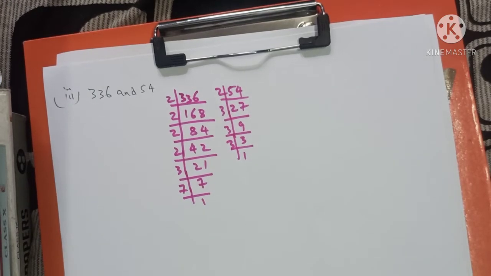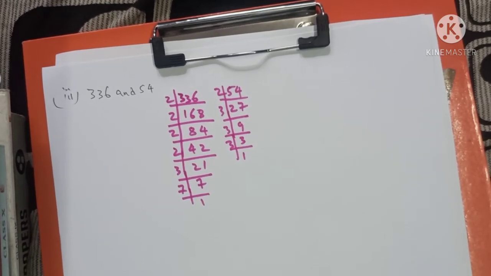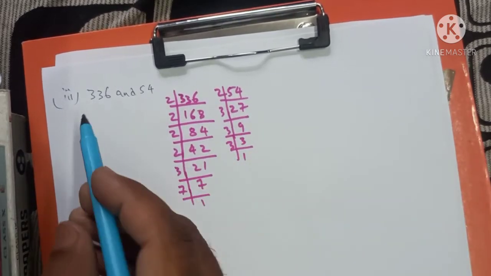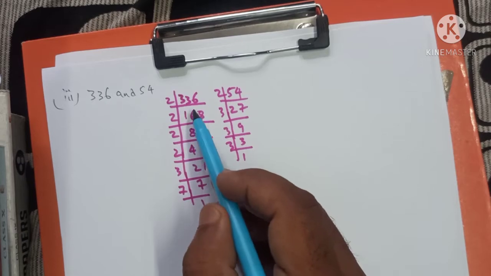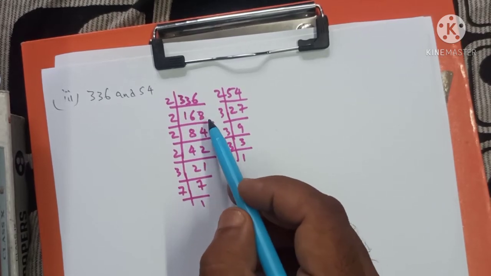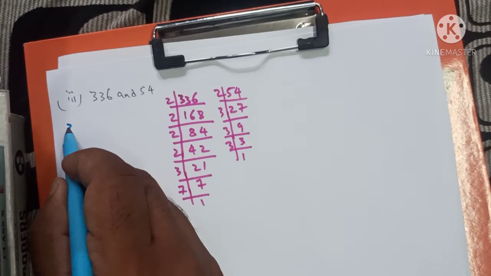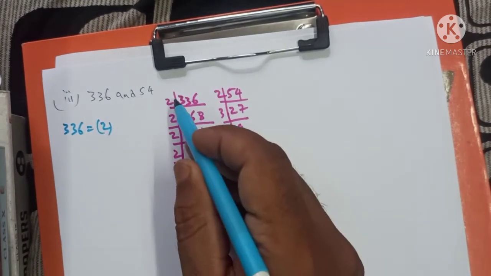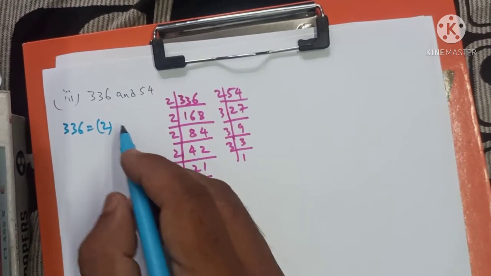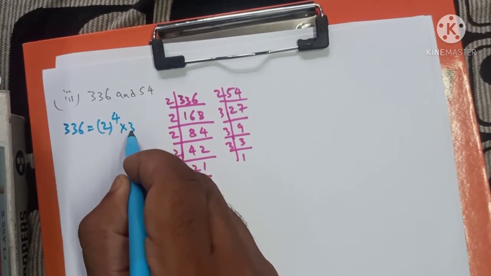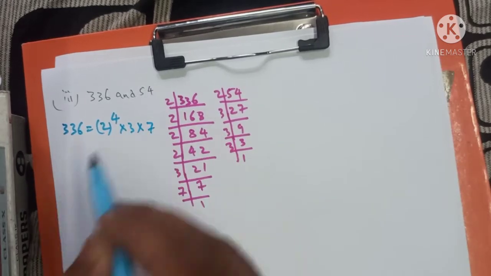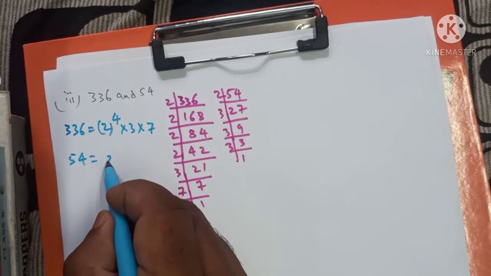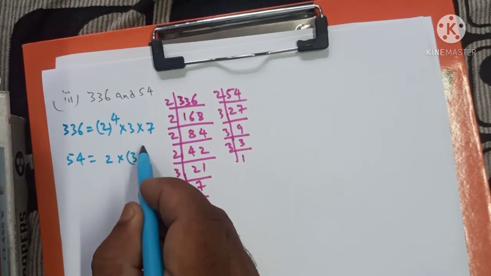Similarly, in the third part, 336 and 54, we have taken out the factors of 336. I have already done it for you. 2 1s are 2, 2 6 are 12, remainder is 1, 2 8 is 16, in a similar manner. So we have got 336 equals 2 raised to the power 4 into 3 into 7, and 54 is expressed as a product of factors as 2 into 3 raised to the power 3.